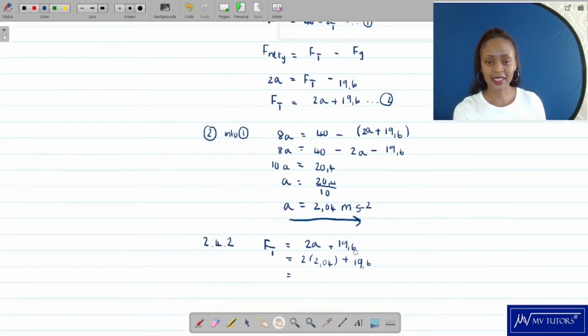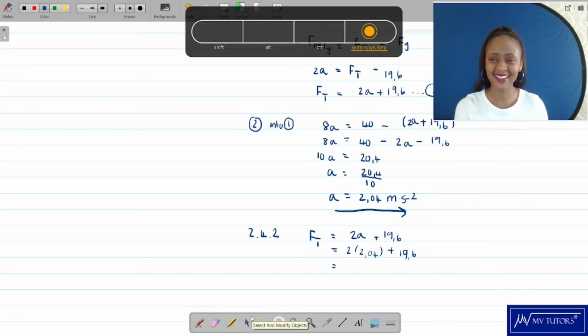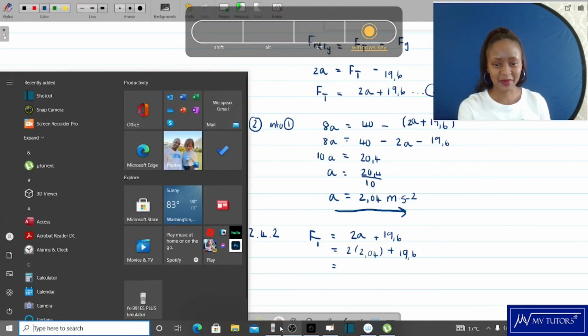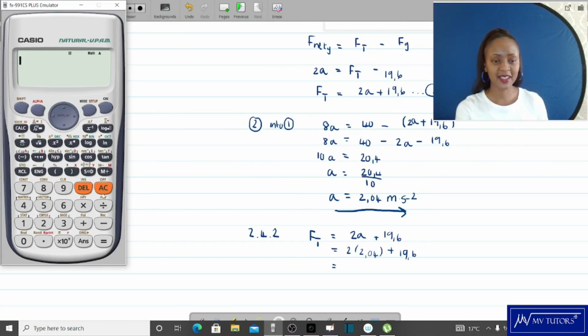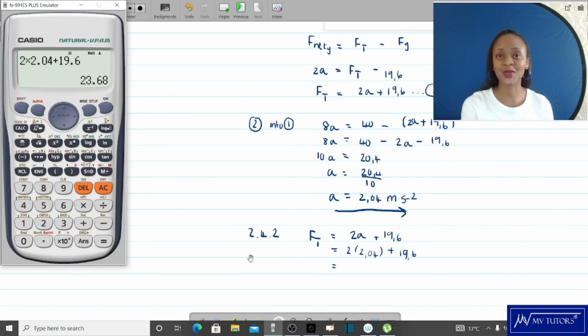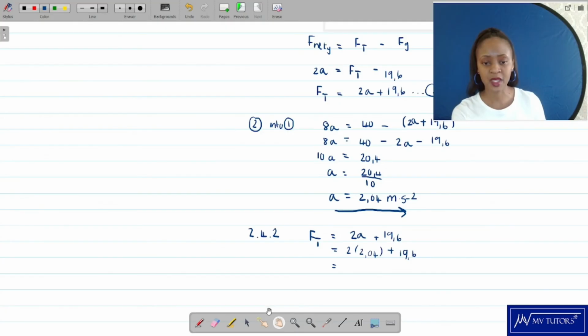I'm just going to put this in the calculator. I'm not going to try to calculate it in my head, lest I make silly errors. It's nice to have the confidence of calculating in your head, but sometimes you have so many things going on in your mind. You're thinking about the next question, you are stressed in an exam room. Even saying 1 plus 1, you could just put an 11 there instead of a 2. So it's always safe using the calculator. So we have 23.68, and that's the force of tension. 23.68.